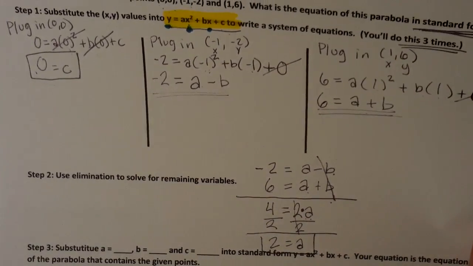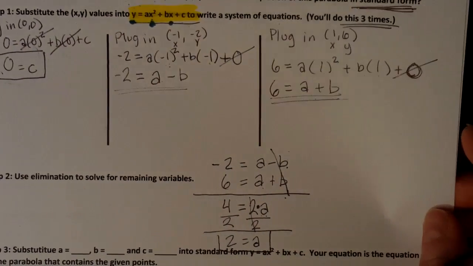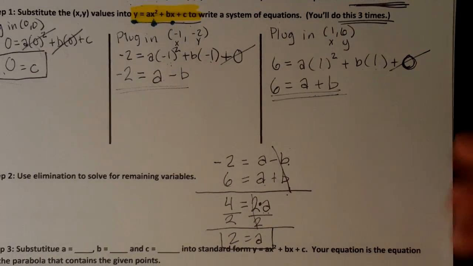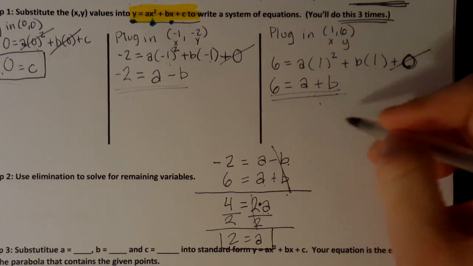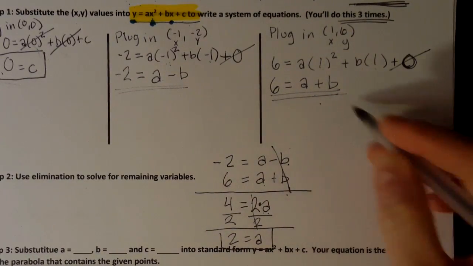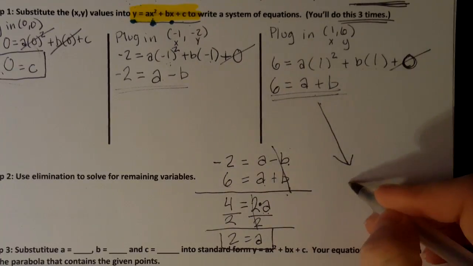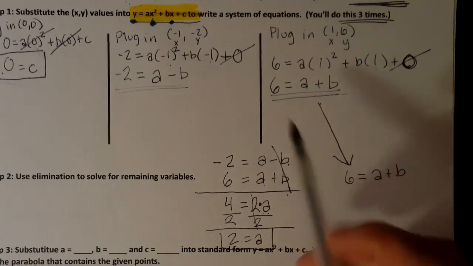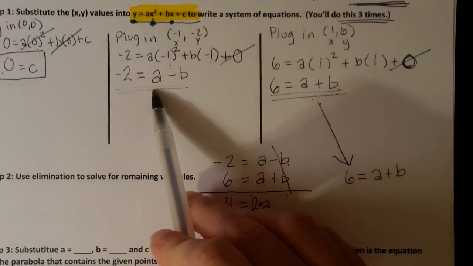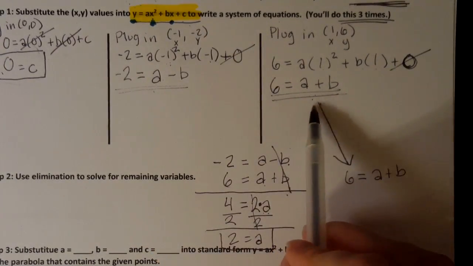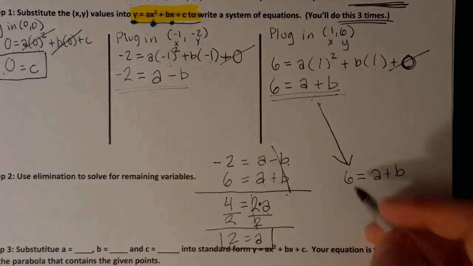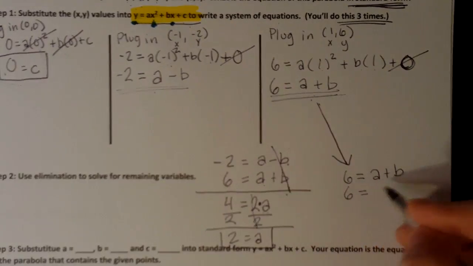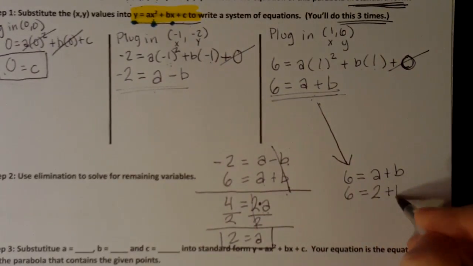So now it is time to find b. All I have to do is come back up. I'm going to bring this equation down: 6 equals a plus b. You can use this equation, or you can use the other one, whichever one looks more friendly. I like the plus versus a subtract, so I'm going to use the plus version and plug in the 2 for where the a is.